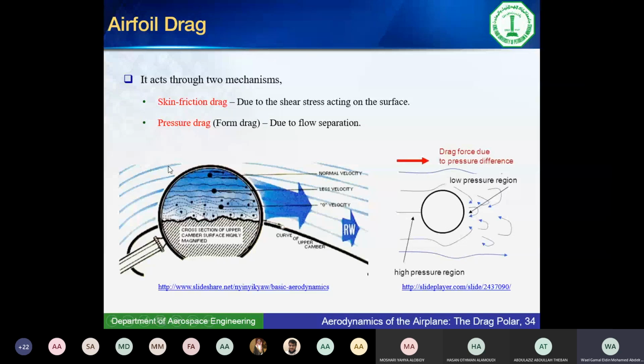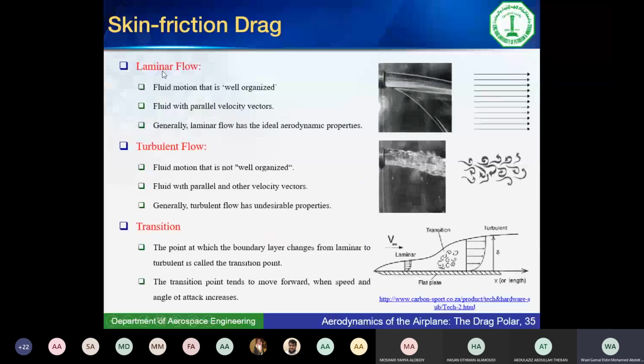Talking about drag, we talked about skin friction drag and pressure drag last time. We talked about laminar flow versus turbulent flow versus transition flow. Let me see if you remember what we mentioned last time about the types of flows. Which of these two types of flows, laminar flow and turbulent flow, has a higher Reynolds number?